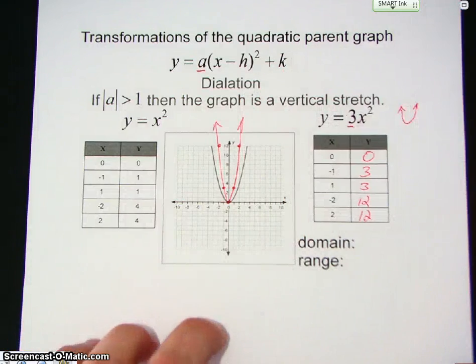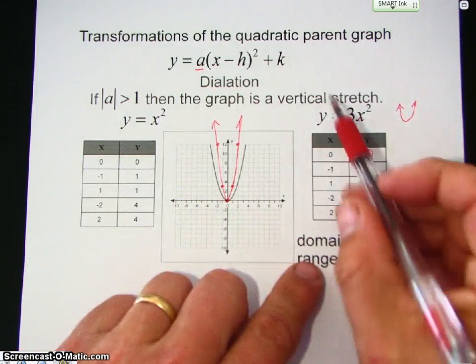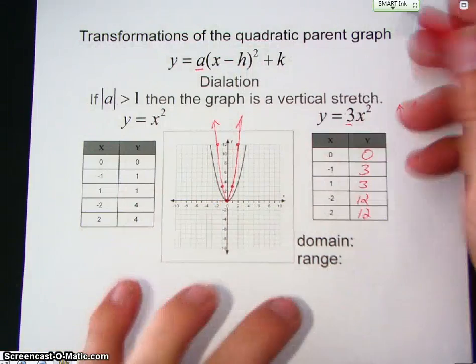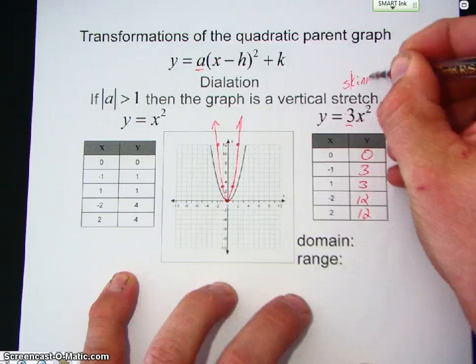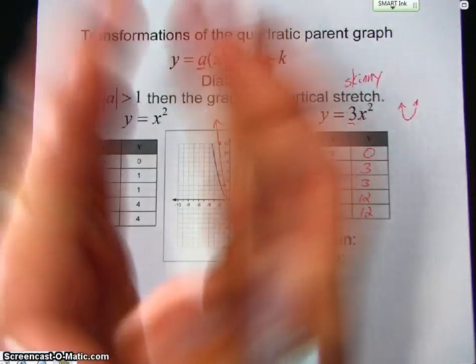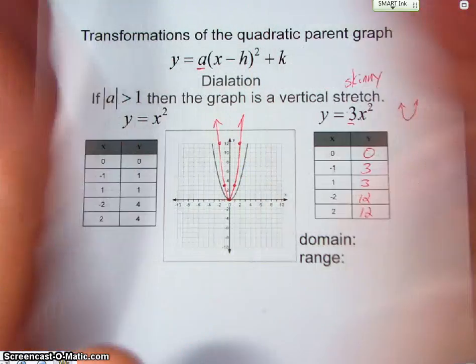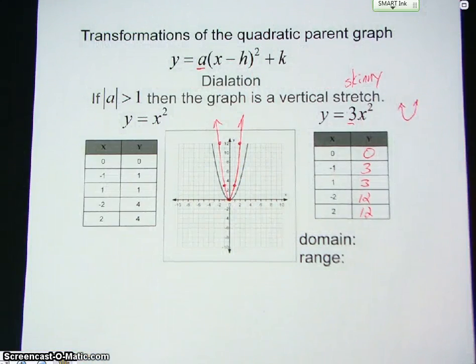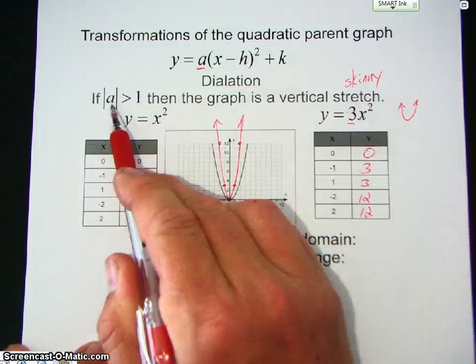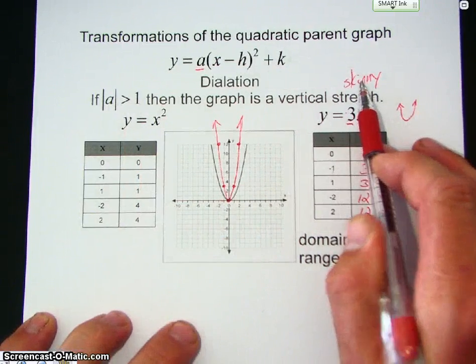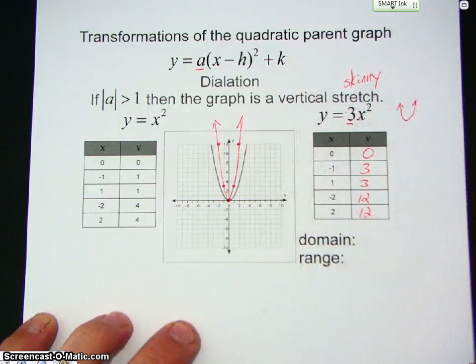All right. So we look here, we have a vertical stretch. In other words, the thing got skinny. Instead of getting wider, it actually got narrow, or skinny. So that's what happens when A is greater than 1. We have a dilation. In other words, my graph gets skinny, or I have a vertical stretch.